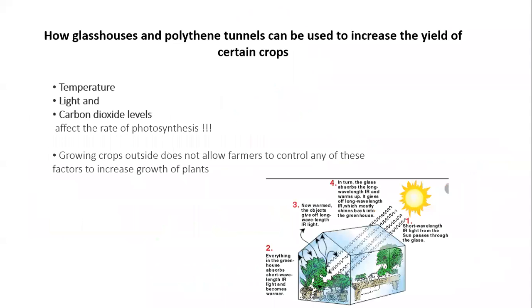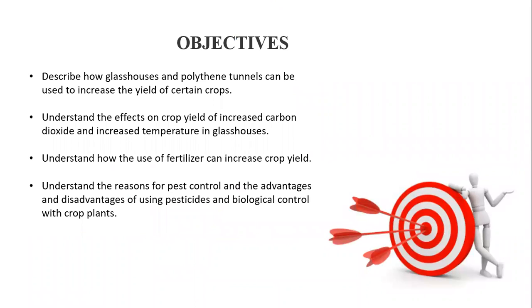So these are the lesson objectives. During this lesson, you'll be able to describe how glass houses and polythene tunnels can be used to increase the yield of certain crops. You'll also understand the effects on crop yield of increased carbon dioxide and increased temperature in these glass houses, and the use of fertilizers to increase crop yield. And you'll understand the reasons for pest control, the advantages and disadvantages of using pesticides, and the advantages of biological control methods.